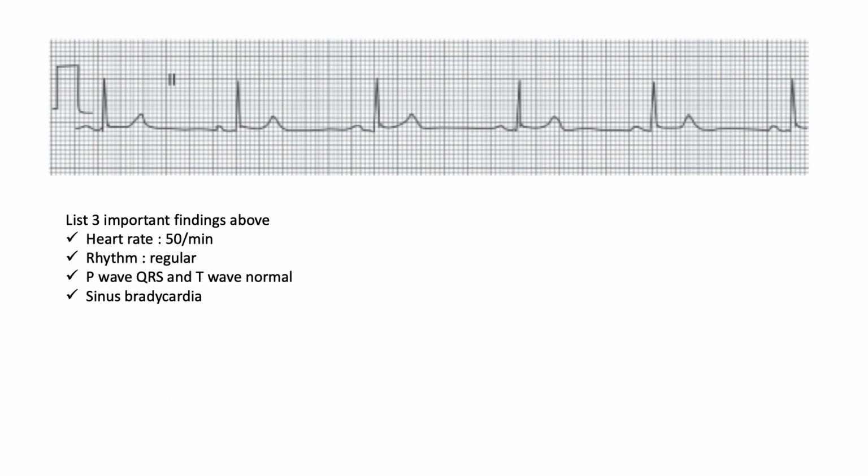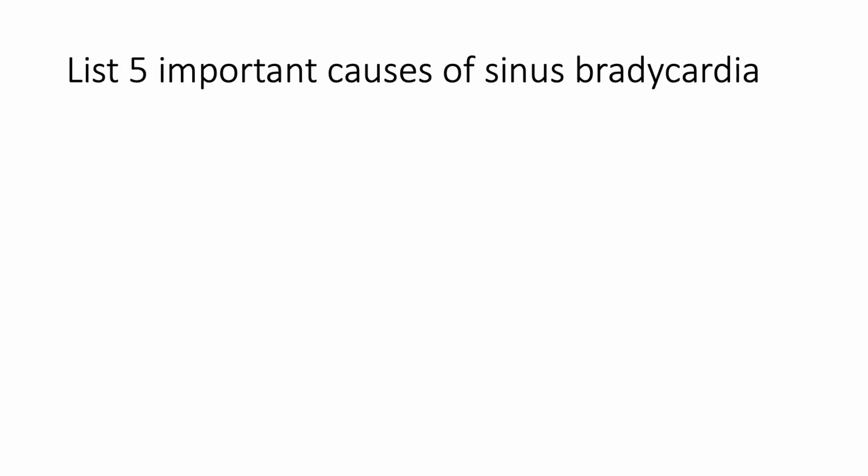Alrighty, what's happening here? Looking a bit bratty there. Heart rate here, if we take 300 divided by the number of small waves, it's going to be 50 beats per minute, which we know by definition is bradycardia. The rhythm is regular. There's a P wave, QRS, and T waves, which are normal, and this is sinus bradycardia.